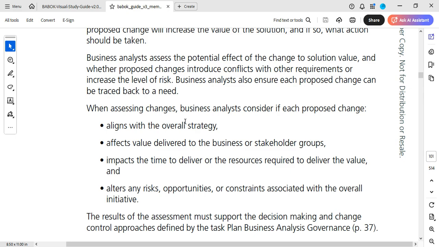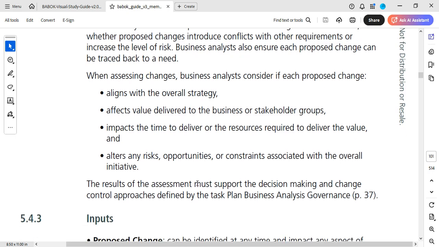Does it affect the value delivered to the business or stakeholder group? Does it impact the time to deliver or the resources required to deliver the value? For example, bringing payment into a website that is meant to be for advertisement will increase your timeline, and you will need more resources. It also alters any risks, opportunities, or constraints associated with the overall initiative.